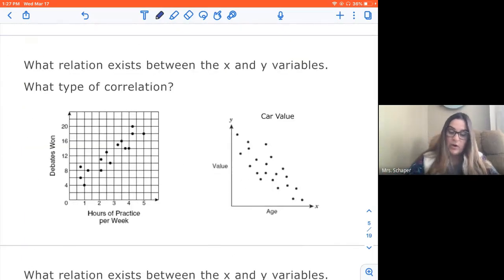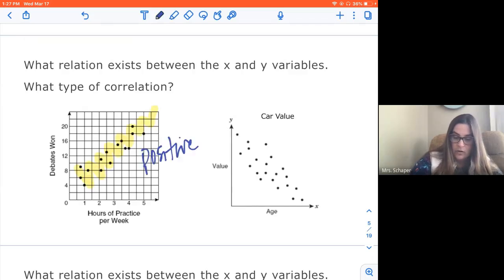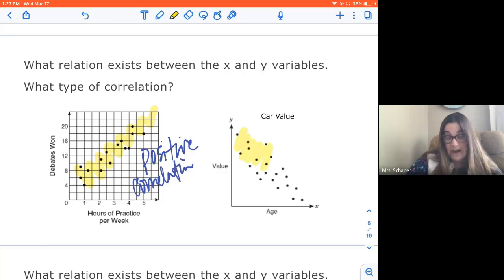Okay. So here, what relationship exists between the X and the Y variables? What kind of a correlation is it? Okay, so this one moves upward left to right. This is what we would call a positive correlation. All right, this particular one is moving downward left to right. So as a car ages, its value is coming down. So we call this a negative correlation.